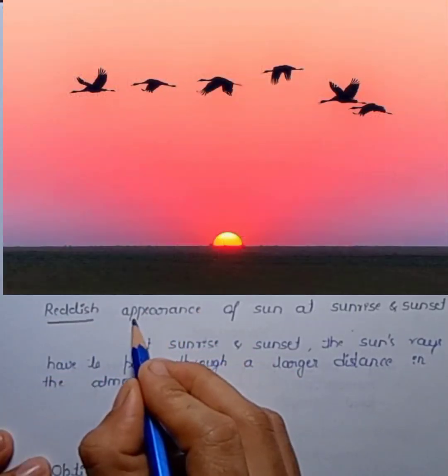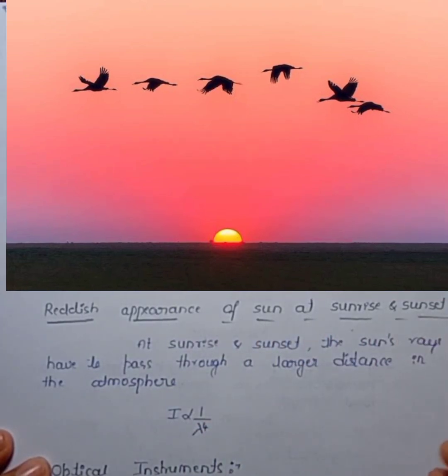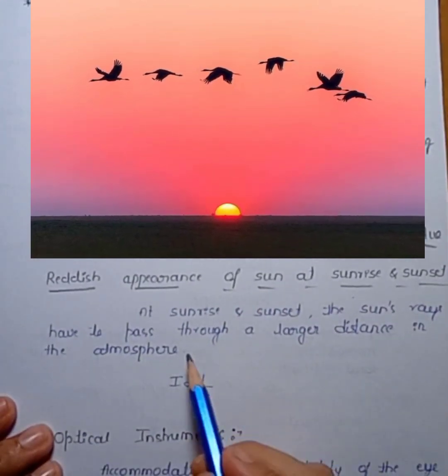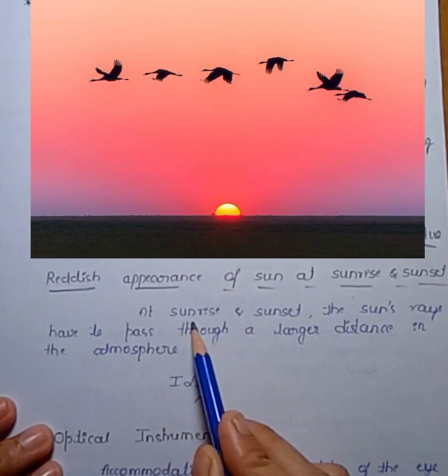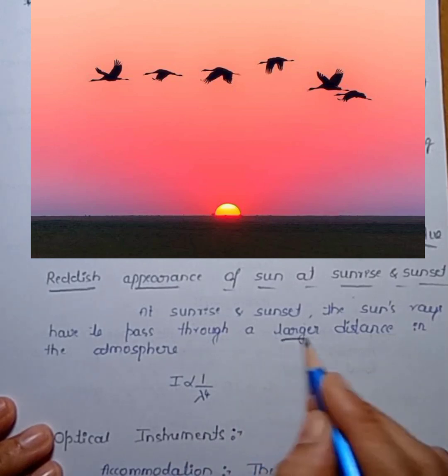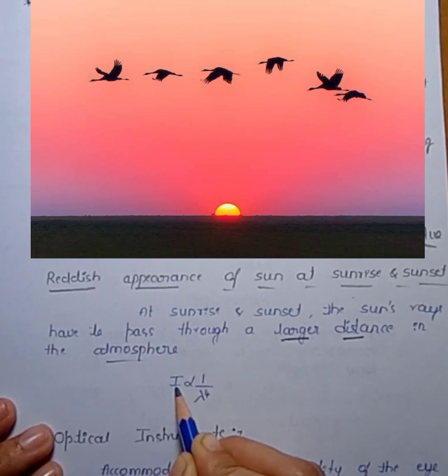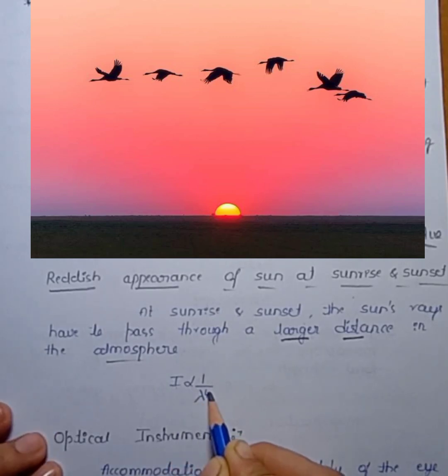Next concept is the reddish appearance of the sun at sunrise and sunset. This is also because of Rayleigh scattering. At sunrise and sunset, sun rays have to pass through a longer distance in the atmosphere. According to Rayleigh scattering, intensity of light is inversely proportional to the fourth power of the wavelength.